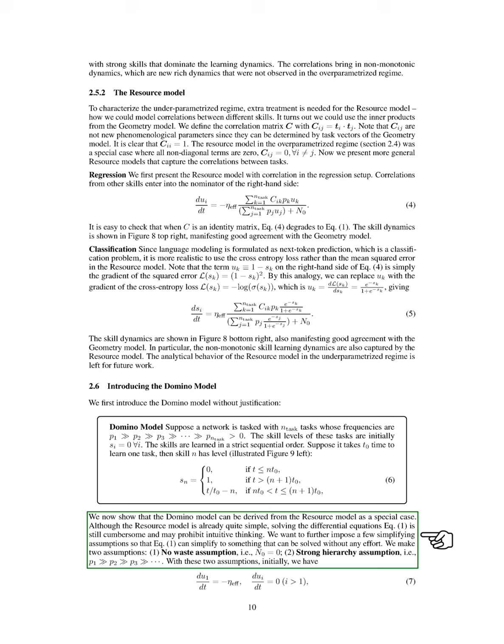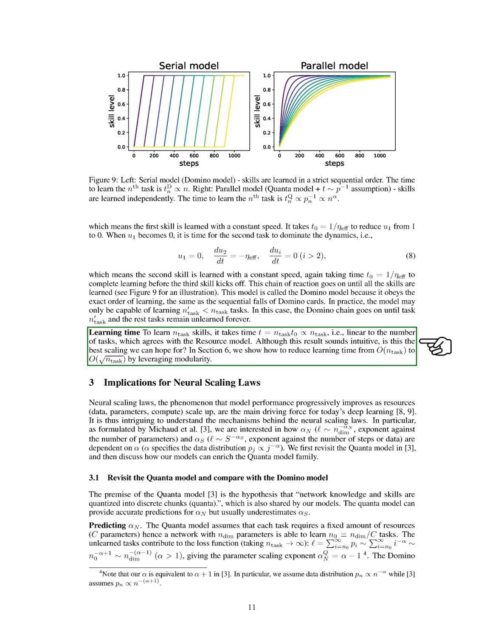In practice, the model may only learn a subset of tasks, and the learning time for all tasks scales linearly with the number of tasks, which is consistent with the resource model. However, we will explore ways to reduce this learning time from linear to a square root of the number of tasks by utilizing modularity in future sections.